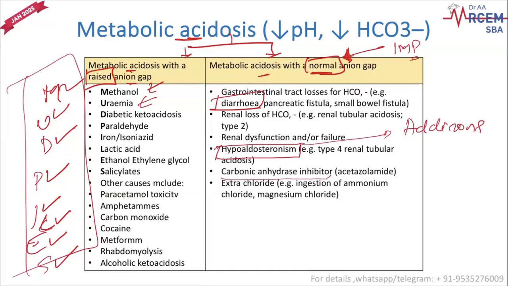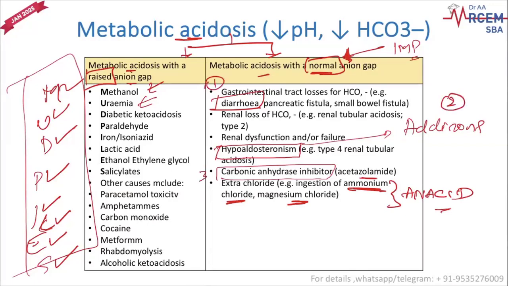Use of certain drugs like carbonic anhydrase inhibitors, acetazolamide, causes normal anion gap metabolic acidosis, along with ammonium chloride and magnesium chloride. What are these? These are nothing but antacids. Antacid syrups are commonly prescribed for reflux GERD. These antacids also, if taken in large amounts, can cause metabolic acidosis with normal anion gap. So things you need to remember: diarrhea can cause it, Addison's disease can cause it, certain drugs like carbonic anhydrase inhibitors and antacids like ammonium chloride, magnesium chloride can cause it.